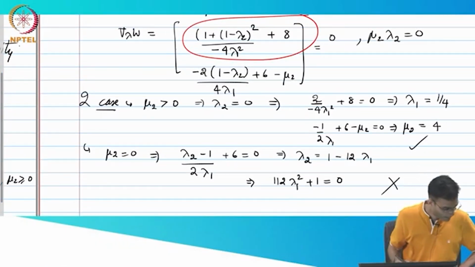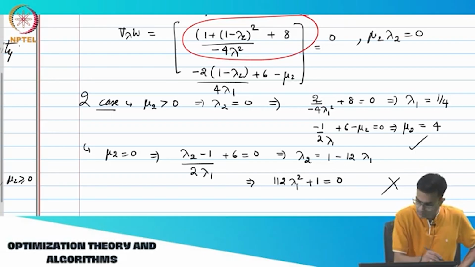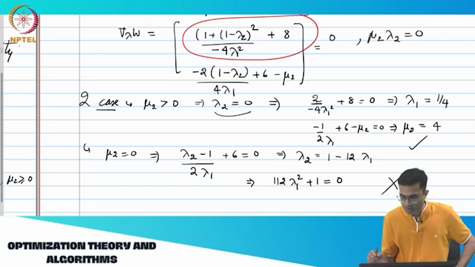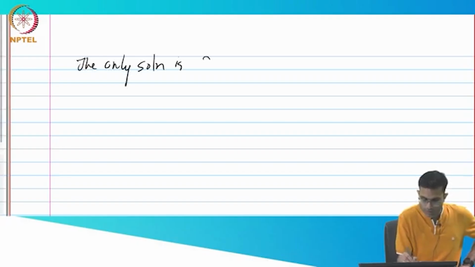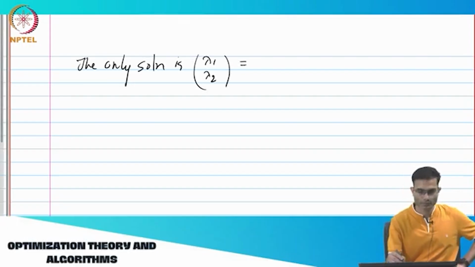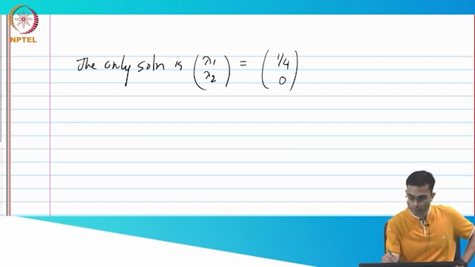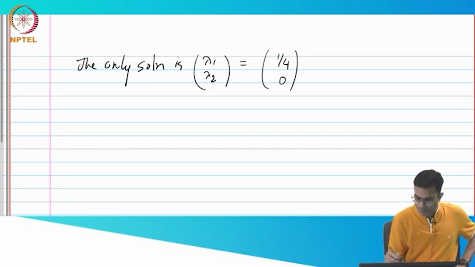Let's see, we didn't calculate, so in this case we already know lambda 2, right? So let's make a new page. The only solution is lambda 1, lambda 2. What was the value of lambda 1? 1/4, and the value of lambda 2 is 0, right? This is the only solution that works.